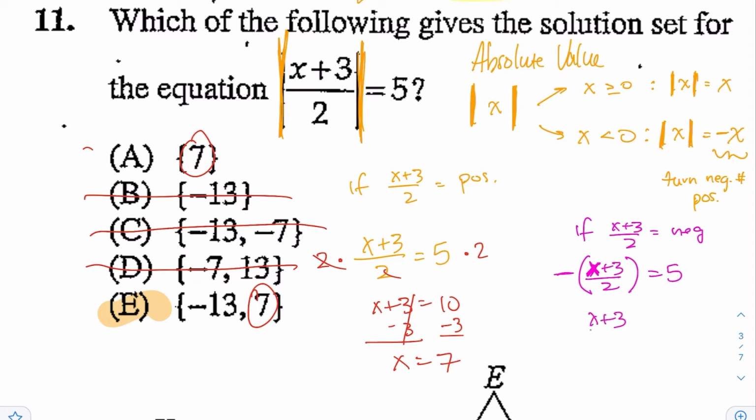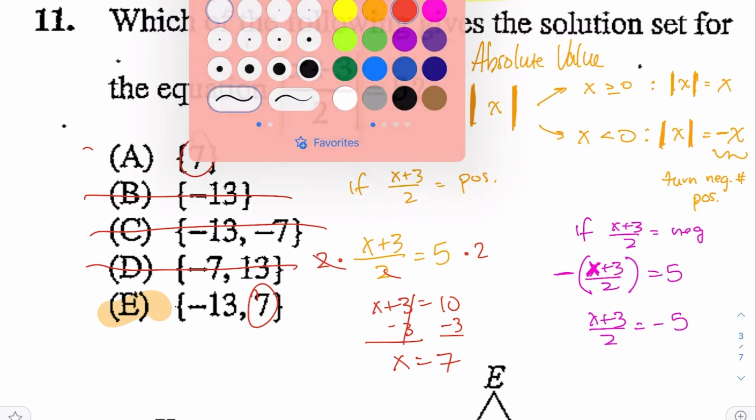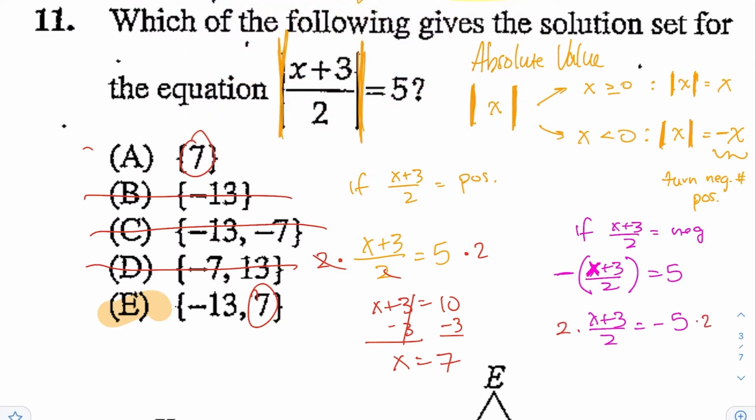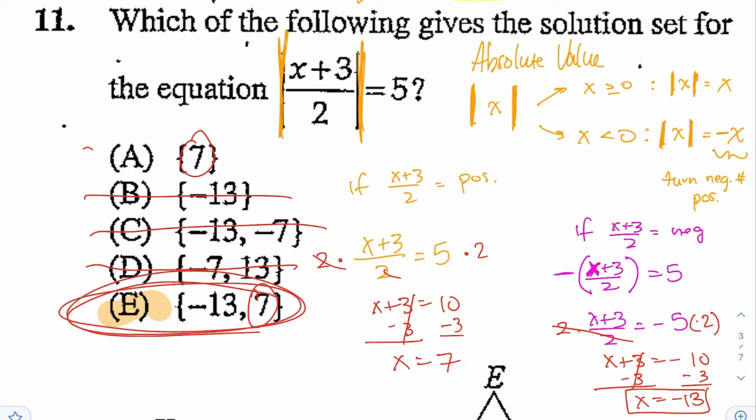That means that x plus 3 divided by 2 could be equal to -5 if you multiply or divide by -1 on both sides. Then you multiply by 2 on both sides. And that means that x plus 3 would be equal to -10. Then if you subtract 3, that'll give you x as -13. So that would be choice E, because there are two potential answers, which are both in choice E. So choice E is a set of two numbers, -13 and 7.